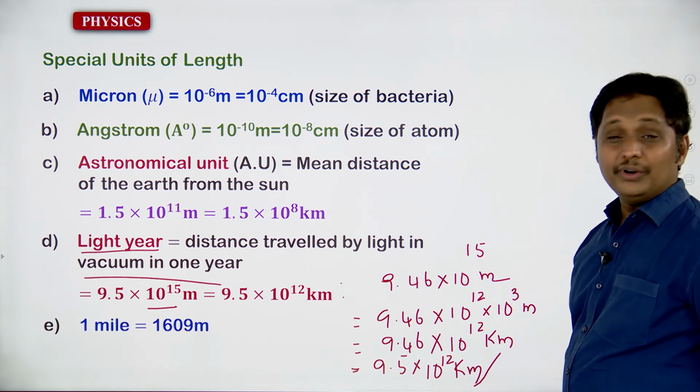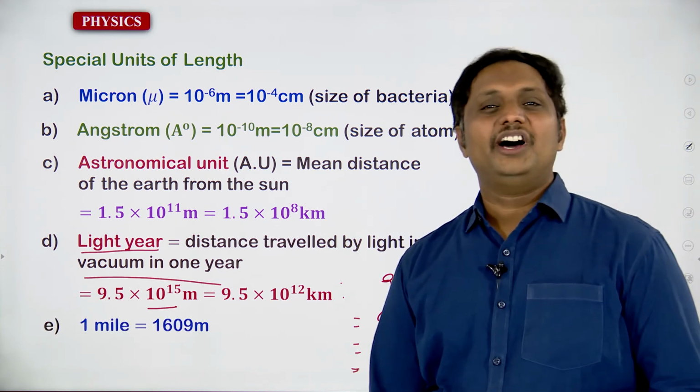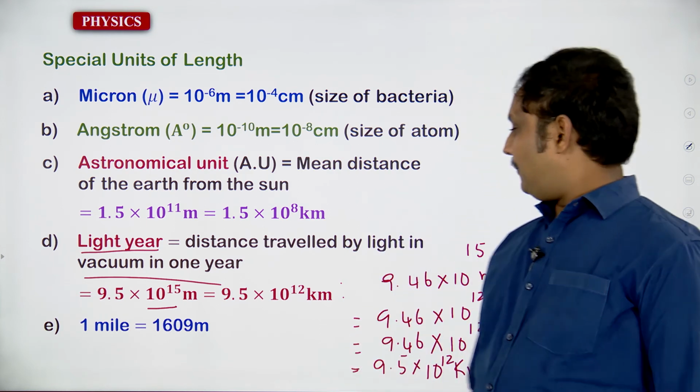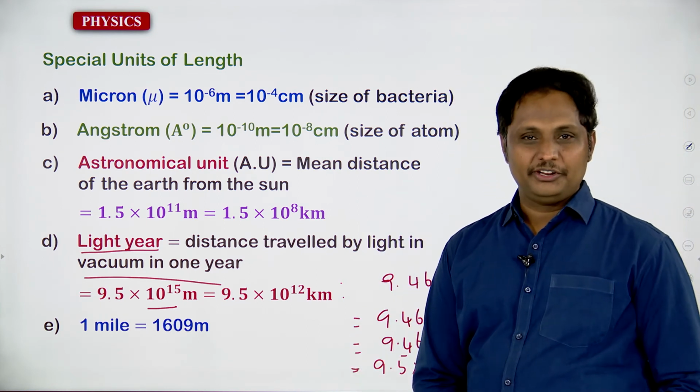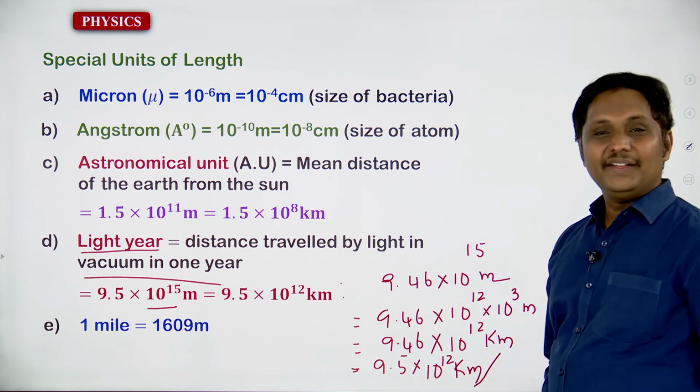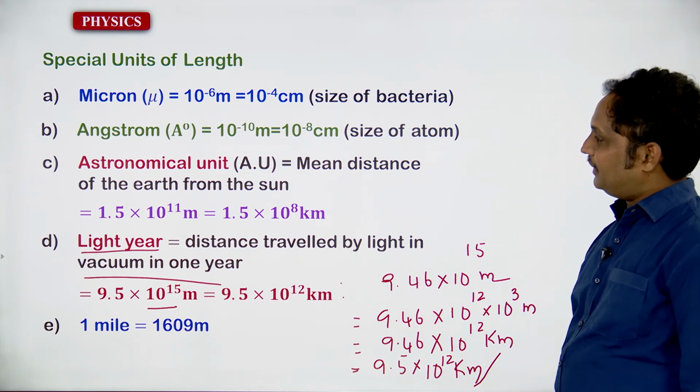We would like to go for 1 mile. It's going to be 1609 meters, approximately 1.6 kilometer. You can take that as 1.6 kilometer. It's very clear. You can get that.